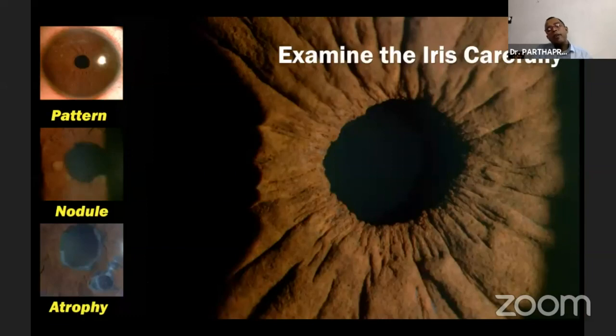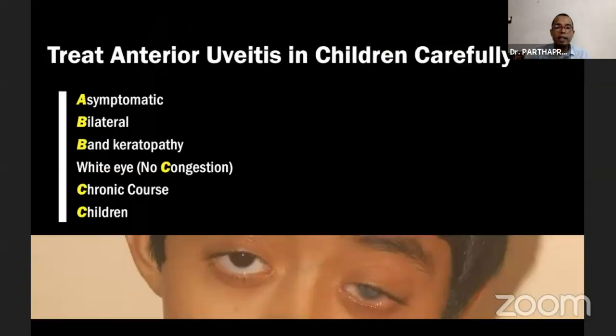The next important point I want to highlight: always pay attention to the iris. This tissue can give you a lot of information. For example, in the first one on the right-hand side, you can see a pattern that can lead you to the diagnosis of Fuchs uveitis. The second one, the iris nodule, can give you the clue that it's a granulomatous uveitis. The third one, atrophy of the iris, can give you a clue that you may be dealing with a viral uveitis.